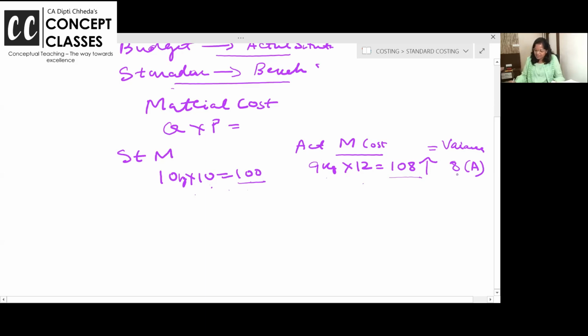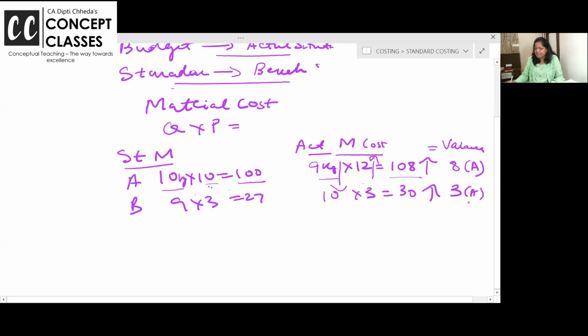Now, if we try to analyze the 8 negative, quantity is 1 kg less used. But the standard material was available for 10. Maybe because of some market conditions, this time we got it for 12. So price has increased, quantity has decreased. And this is one material. Suppose A and B, two materials are required. 9 into 3, 27. 10 into 3, 30. This also increased, by 3 rupees adverse. Rate is the same, but quantity is increased. And here the standard mix is 10:9.